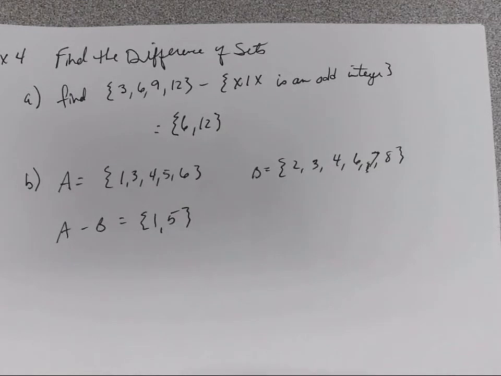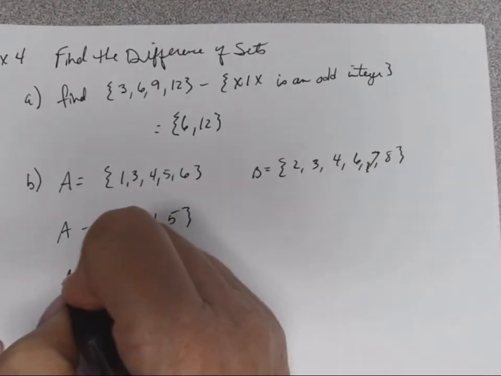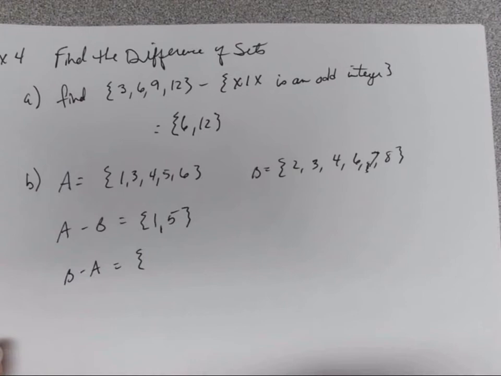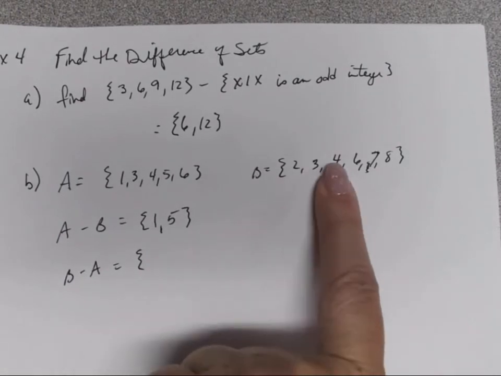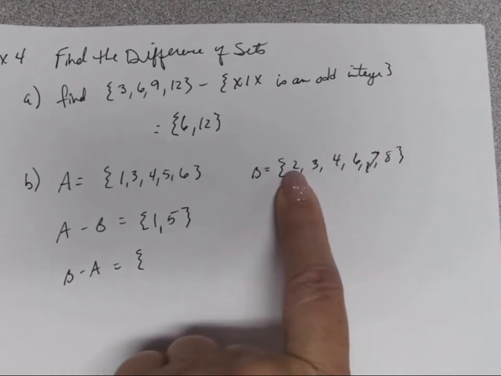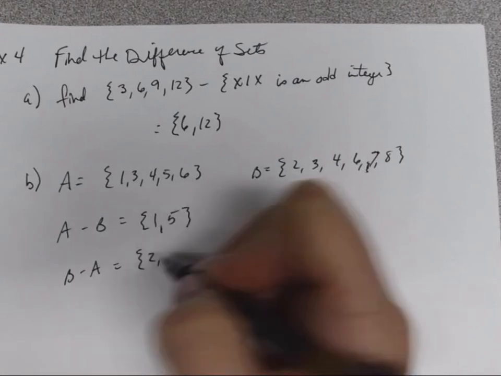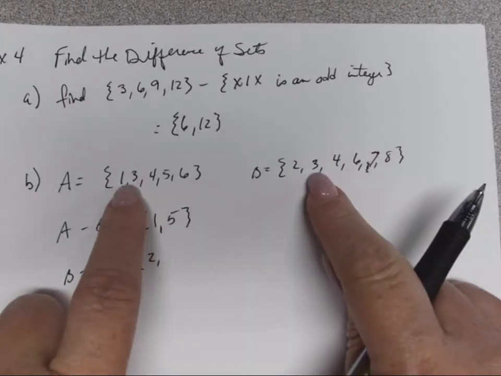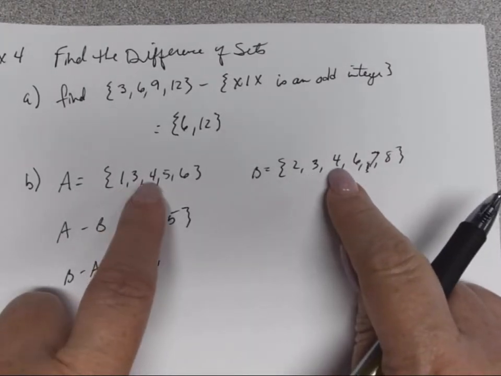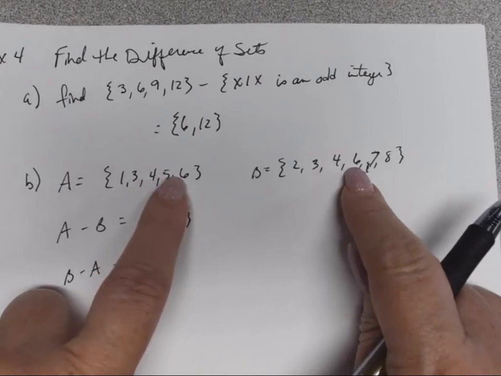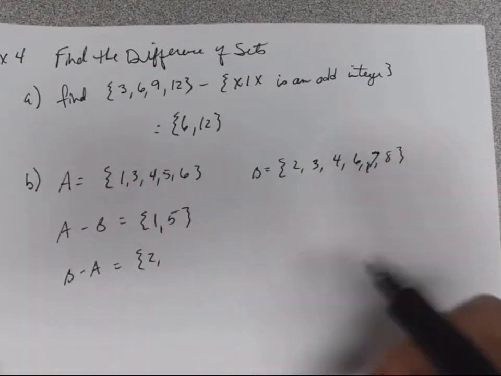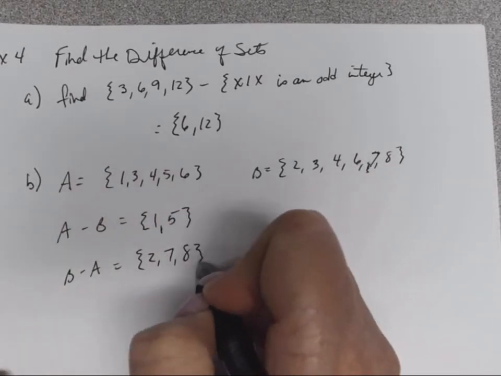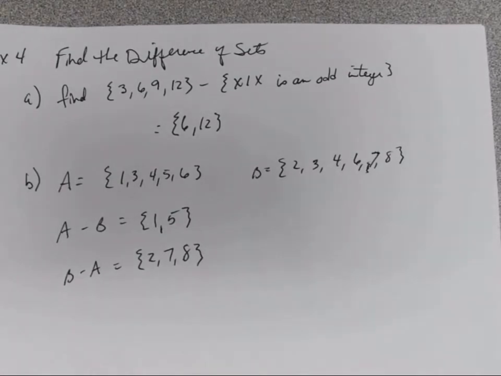Now we could also look at taking B minus A. So now we're looking at set B. A doesn't have a 2, so that will stay. But A has a 3, A has a 4, A has a 6, but A doesn't have 7 or 8. So when you subtract, going one way will be a different answer than going back the other way, because it depends on what's in your set.